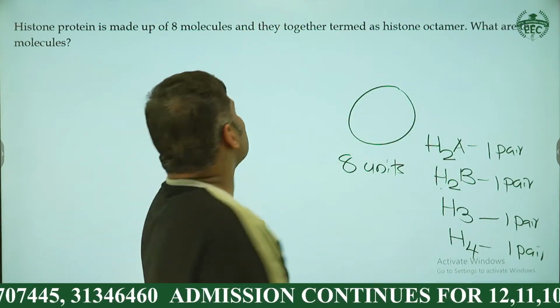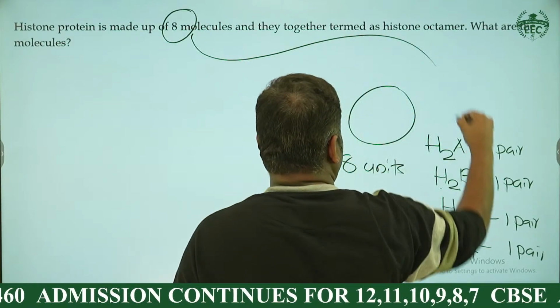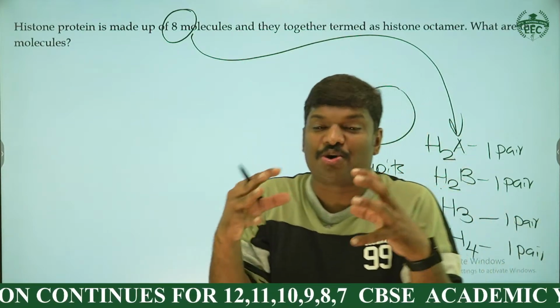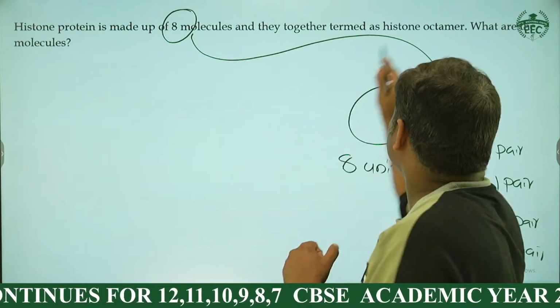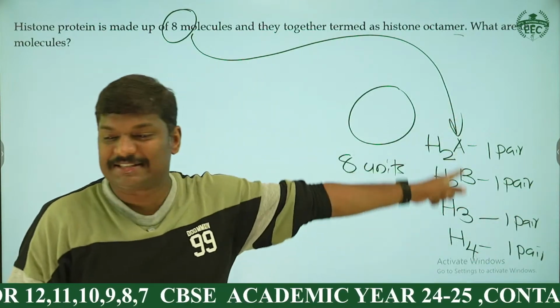Histone octamer. So here the question is, histone protein is made up of 8 molecules, and these are the 8 molecules you can see, and they are together termed as histone octamer. Octamer means what? 8 units. Octa means 8, mer means unit. What are the molecules? And here I already mentioned, these are the molecules.